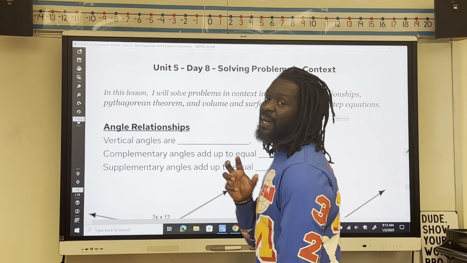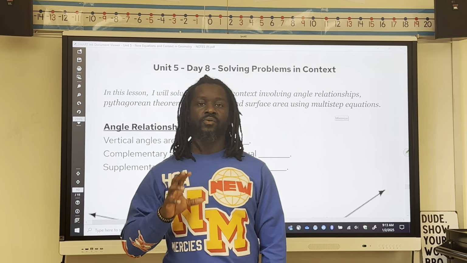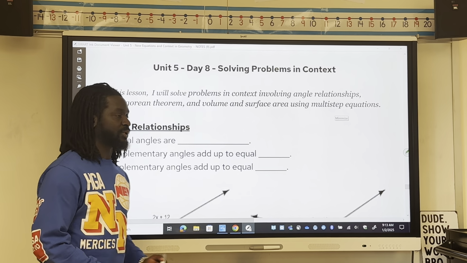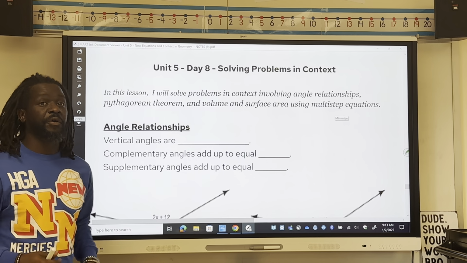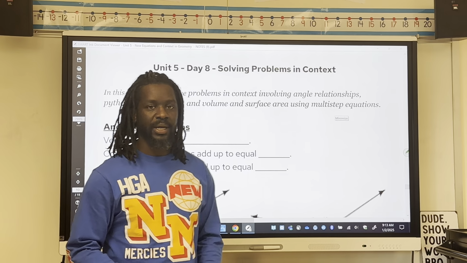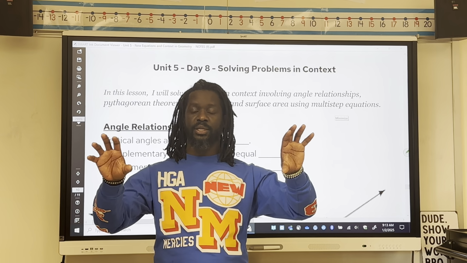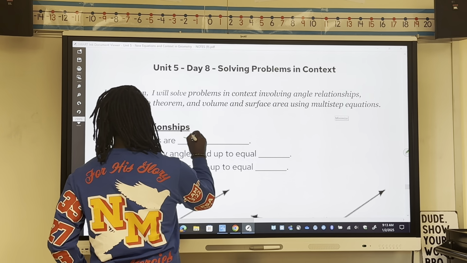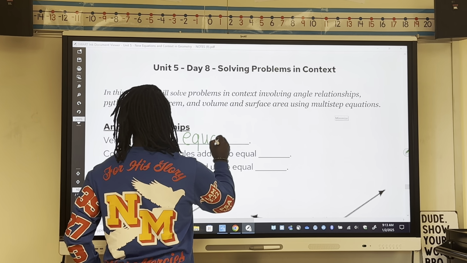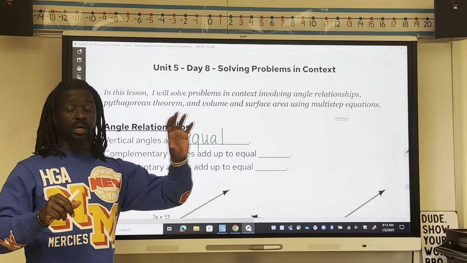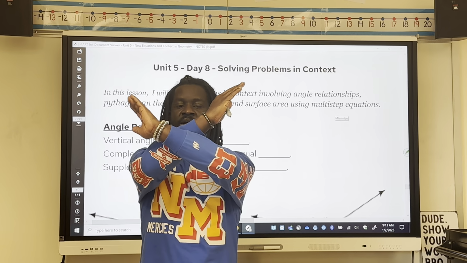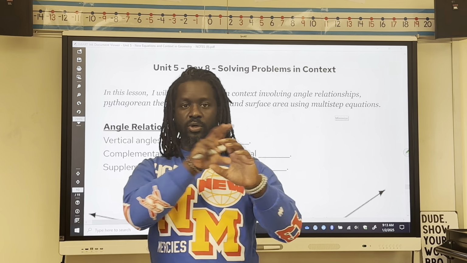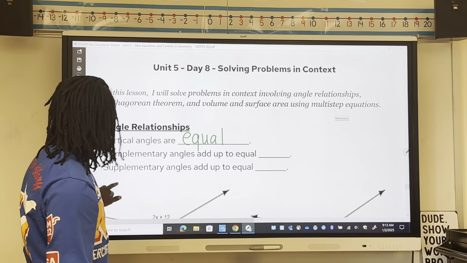By way of review, angle relationships. We talked about three main angle relationships that you need to remember. The first is vertical angles. Vertical angles are angles that are across from each other when you have two intersecting lines, and those we need to know are equal. So two intersecting lines create vertical angles that are across from each other, and those are equal.